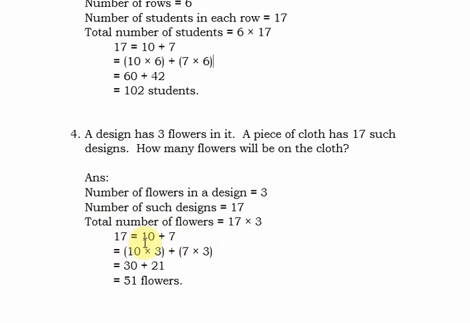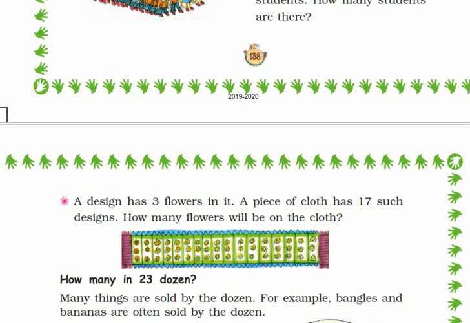Now you have to multiply this 10 plus 7 with 3. So first multiply 10 with 3. So 10 into 3 plus 7 into 3. 10 into 3 how much? 10 into 3 is 30, plus 7 3s are 21. So the answer is 30 plus 21 is equal to 51 flowers. So there will be 51 flowers on the cloth. I hope you have understood this one. Let us move on to the next question.